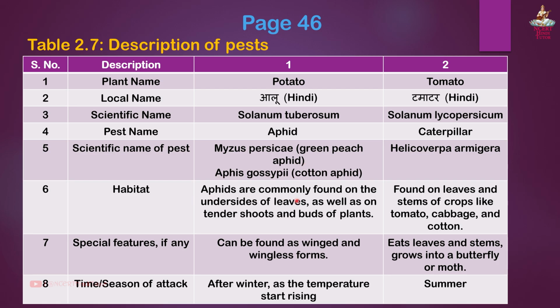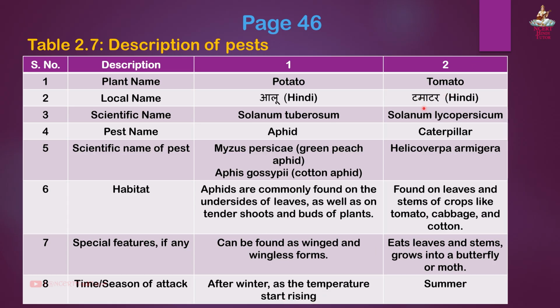Habitat: aphids are commonly found on the undersides of leaves as well as on tender shoots and buds of plants. Special features: can be found as winged and wingless forms. Time season of attack: after winter, as the temperatures start rising.